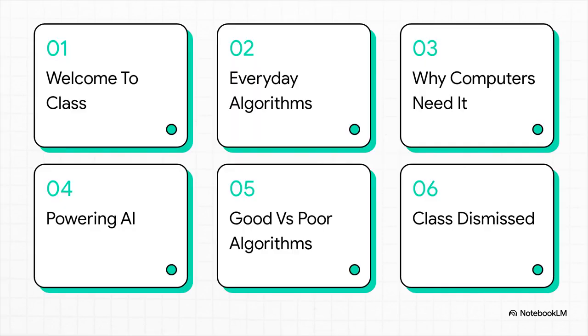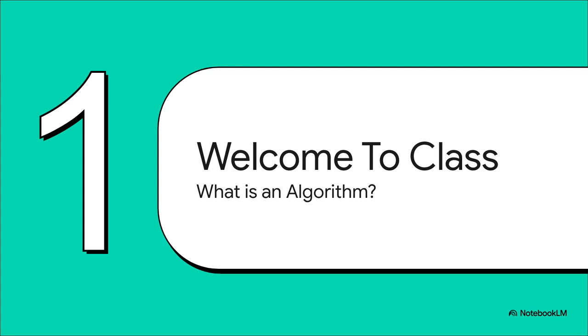Okay, let's dive into this lesson plan. We've got 6 stops on our journey today. 1. Welcome to algorithm class. 2. Algorithms in everyday life. 3. Why computers need instructions. 4. Powering artificial intelligence. 5. Good versus poor algorithms. And 6. Class dismissed. Let's kick things off with Section 1.